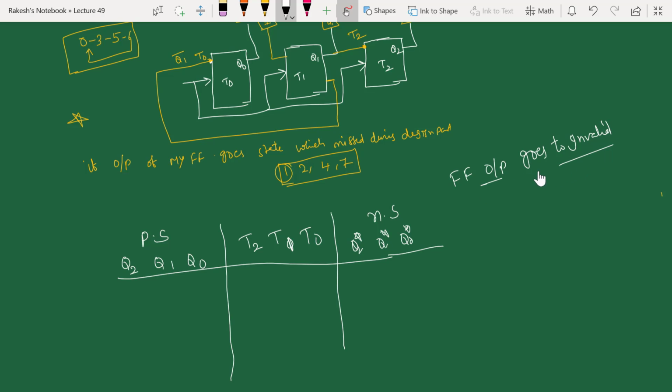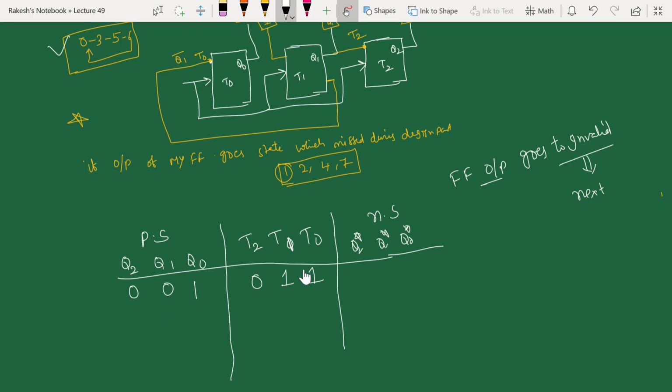So let's see, when it goes to an invalid state, what is the next state of the flip-flop, and where does it go. Let us assume the flip-flop is in 001 state, which is also an invalid state as far as our counting sequence is concerned. When it is 001, your T1 is always connected to 1, so this will be 1. Your T0 input is Q1 bar.